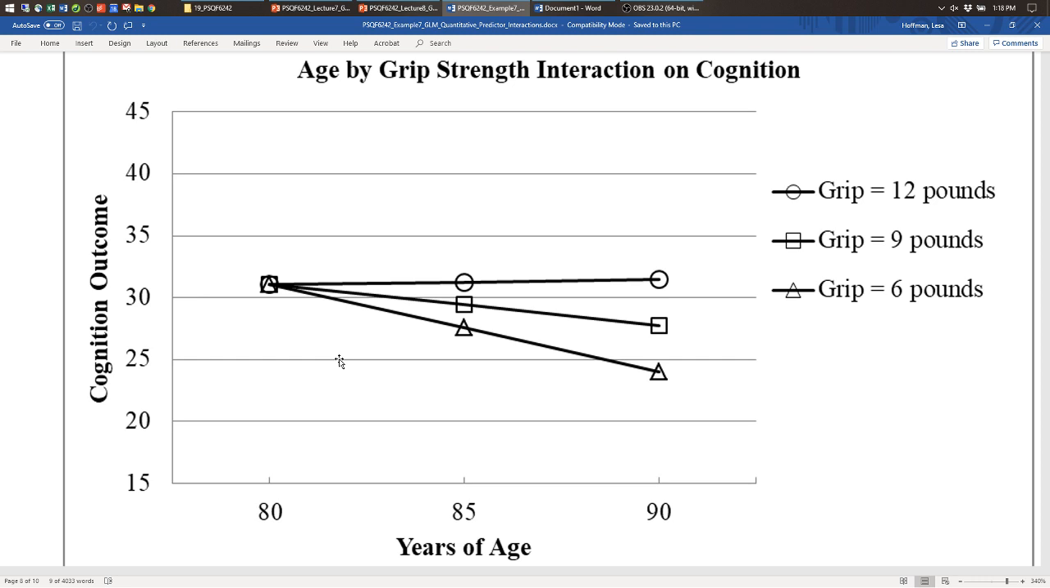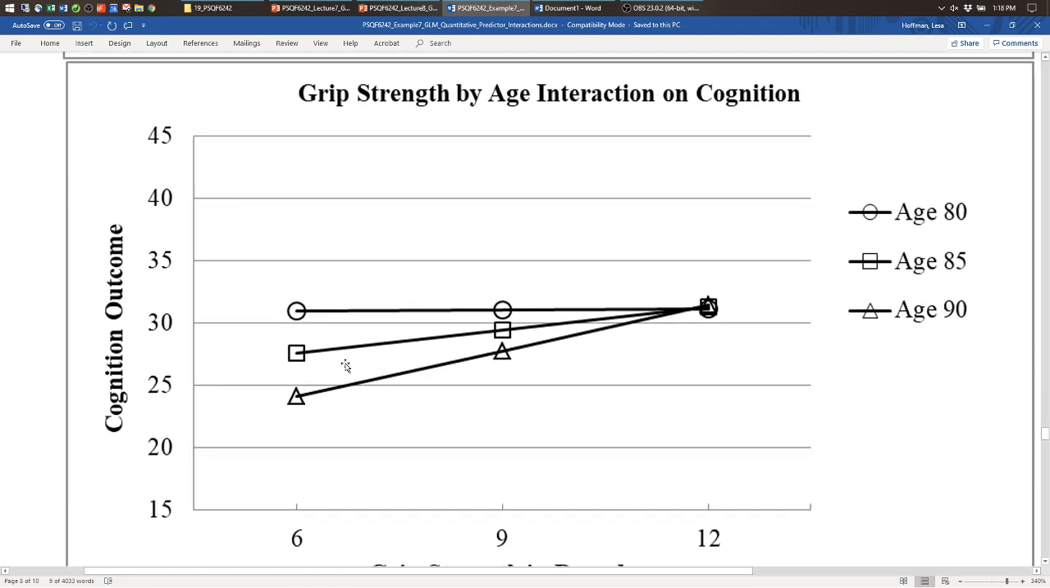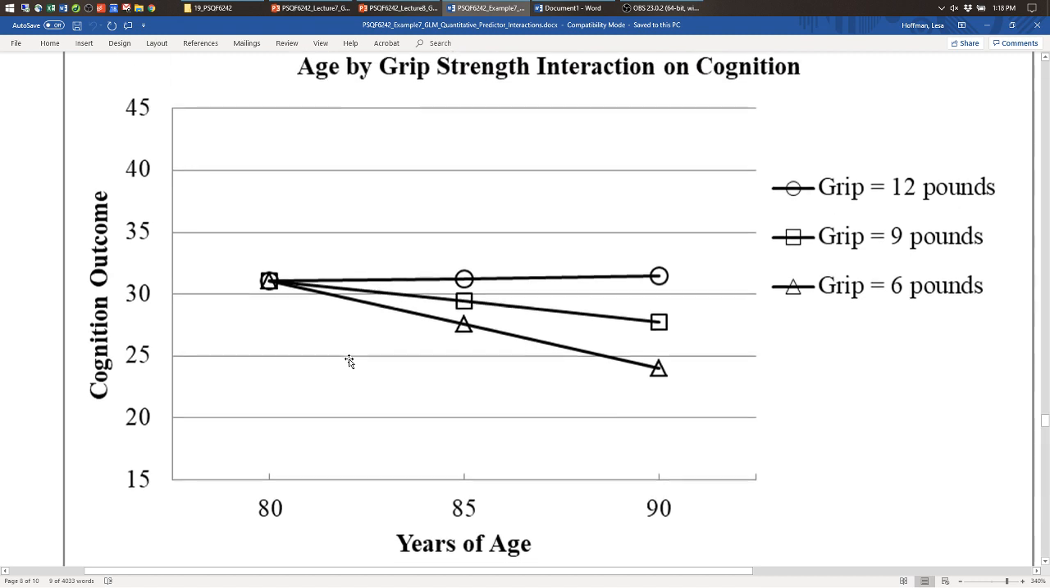So we have age as the variable we care about in the picture. Different lines for different kinds of people, so that means grip is my moderator. That's the story. I've got the reverse plot next, so it's up to you which version you want to talk about.